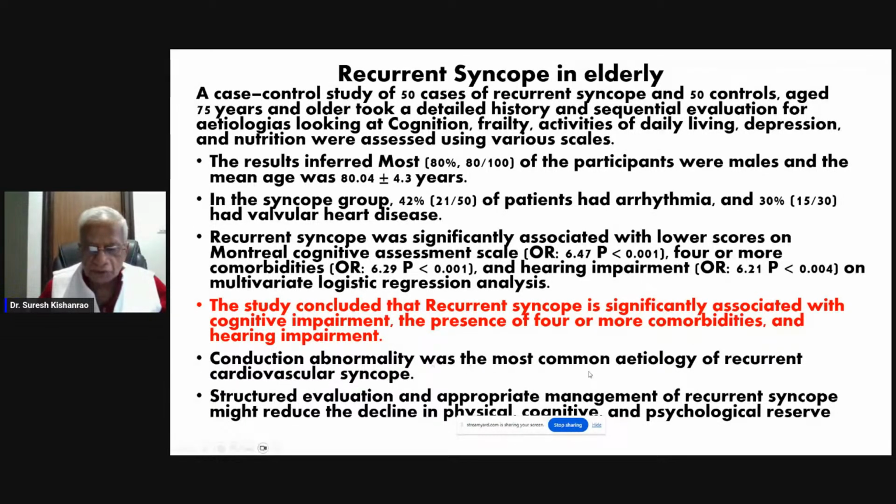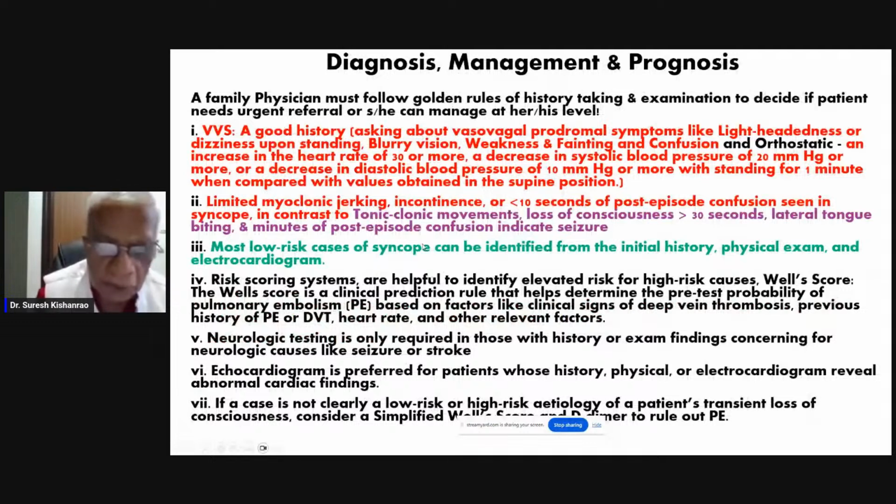Conduction abnormality was the most common etiology for recurrent cardiovascular syncope. A structured evaluation needs to be done to come to a conclusion. So, what should a general physician or a general practitioner do? We'll come to how you diagnose, and manage or refer. Management includes first referring high-risk people, managing those who are not high risk, and the prognosis. Prognosis in all conditions is similar.